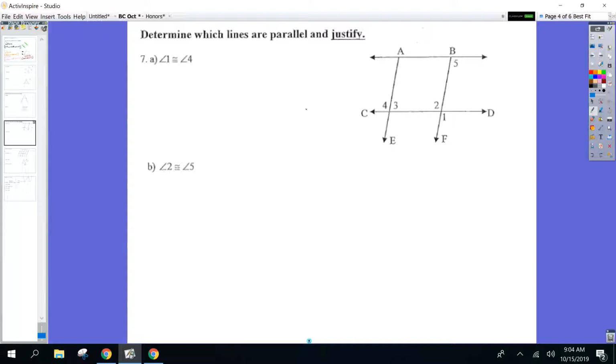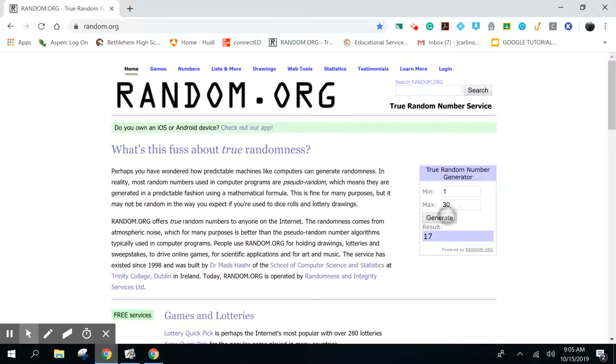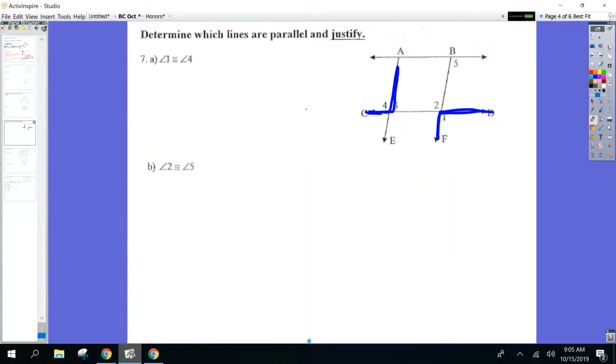So reviewing what we did on Friday, I have angle 1, big highlight on angle 1, and big highlight on angle 4. First thing I ask myself, do they have a line in common? Yes, that would be line CD. There's your transversal, which would make the other 2 lines the parallel lines. So which 2 up here are parallel? AE and BF. I like it. They're almost rays, huh? AE parallel to BF.